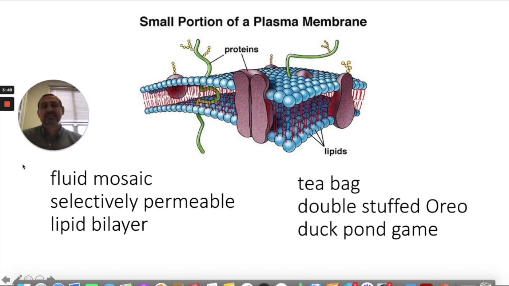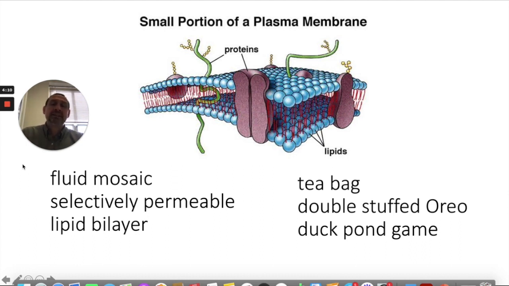Three things to remember about a plasma membrane. That is the outside membrane of the cell. One is that it's a fluid mosaic. That simply means the plasma membrane is made of a lot of different parts, proteins, carbohydrates, fats. And those large structures don't stay in the same location. They move around through the plasma membrane, kind of like ducks in a duck pond game.